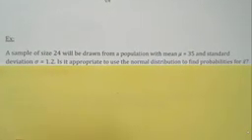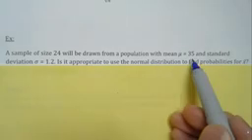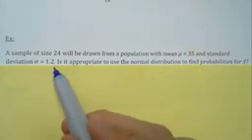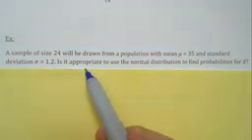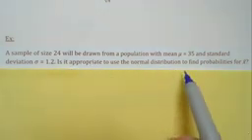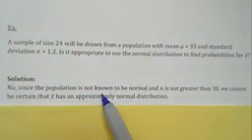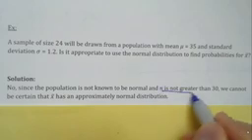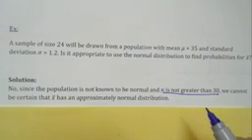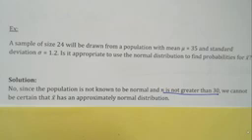Okay, let's take a look at this example. We have a sample of size 24, drawn from a population with the mean of 35 and a standard deviation sigma equal to 1.2. Is it appropriate to use the normal distribution to find the probabilities for the sample mean x bar? The answer is no, because the population is not known to be normal and n is not bigger than 30. We are required to have the sample size bigger than 30, and therefore we cannot be certain that the sample mean x bar has an approximately normal distribution.